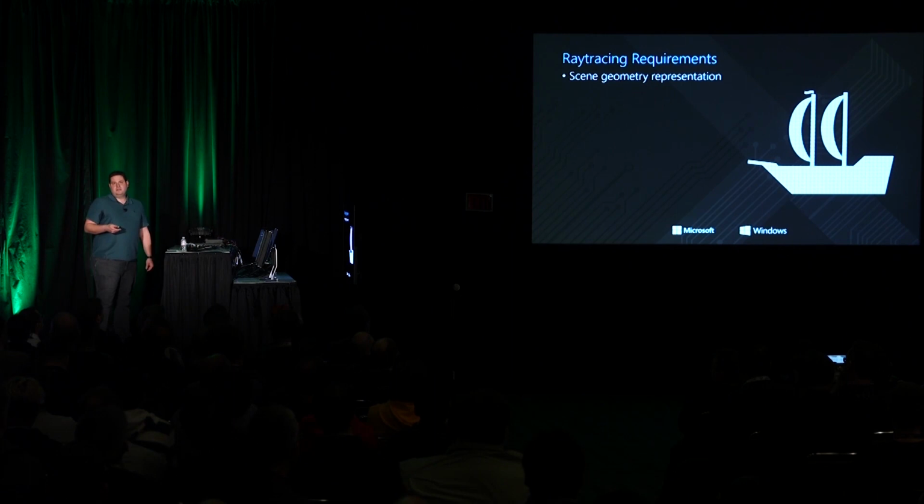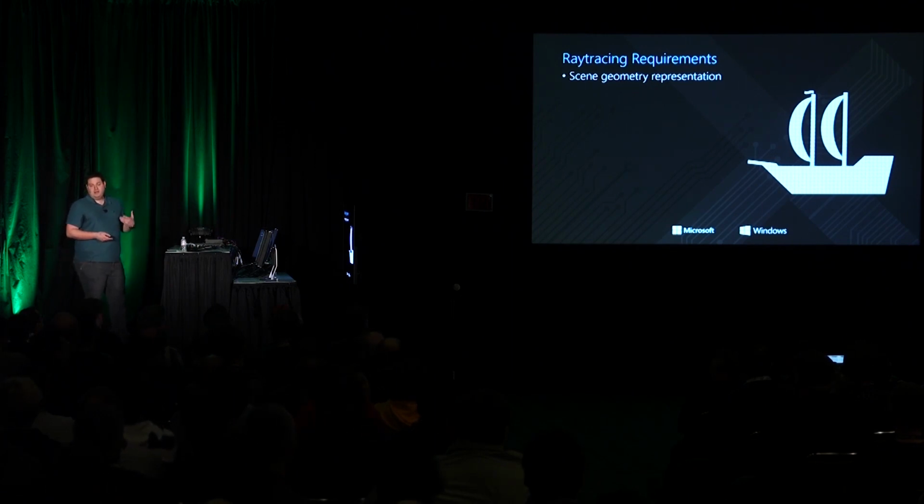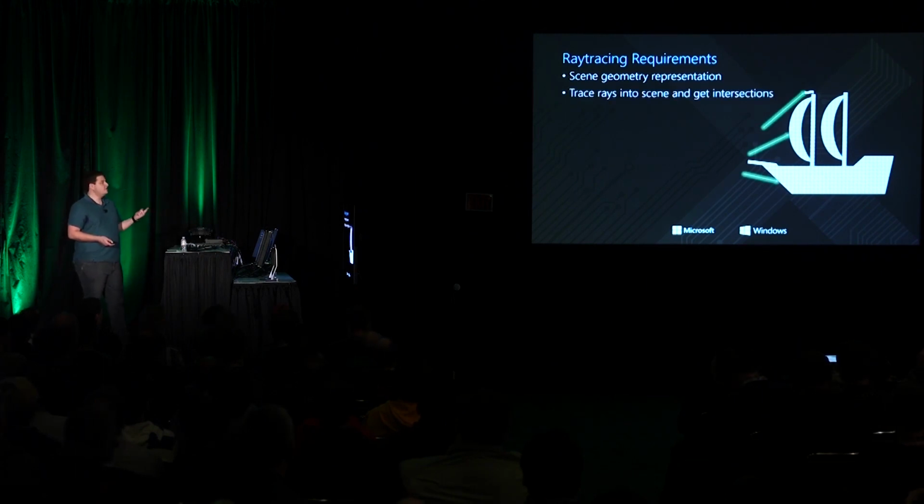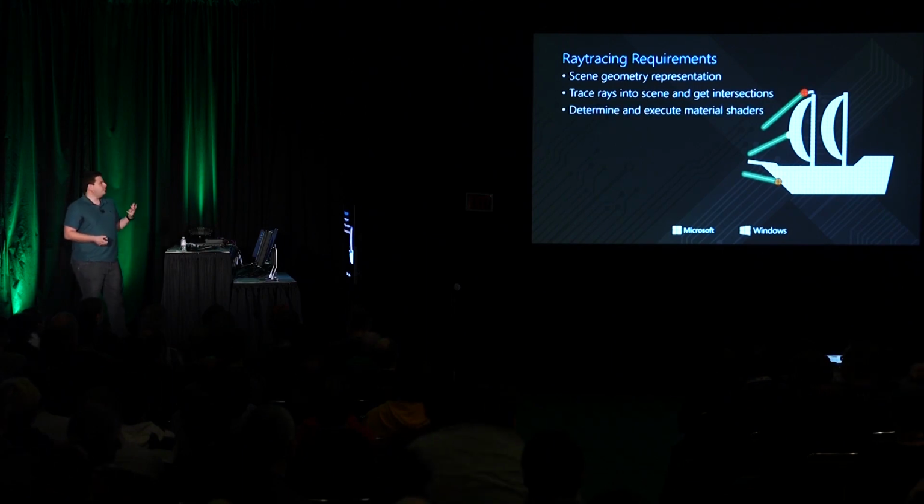So before I go into the details, let's talk about some of the requirements of what we would need in a real-time ray tracing solution, kind of build DXR all together as an exercise. So first, we need a way to represent the scene geometry. Second, we need a way to trace rays into the scene and get the intersections. And third, we need to figure out a way to determine and execute the material shaders.